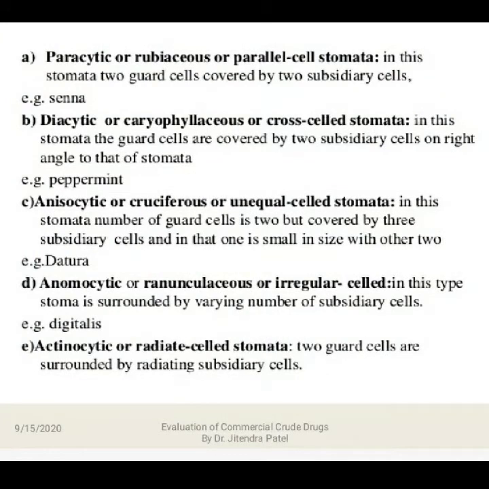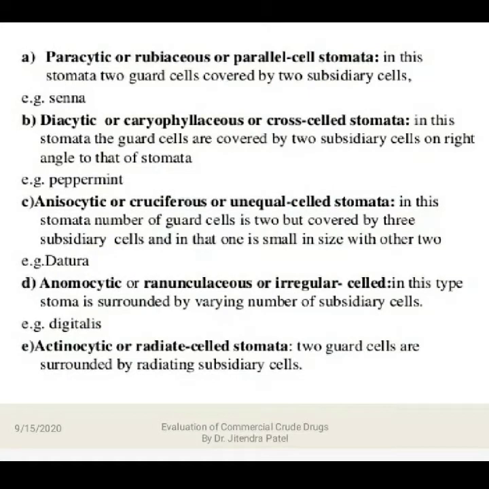So these are the types. Here we can see different examples. For the senna leaf, it is supposed to be paracytic or rubiaceous or parallel-celled stomata. In this stomata, two guard cells are covered by only two subsidiary cells. In the case of senna, that is paracytic stomata, right? That will be asked in the GPAT exam also.